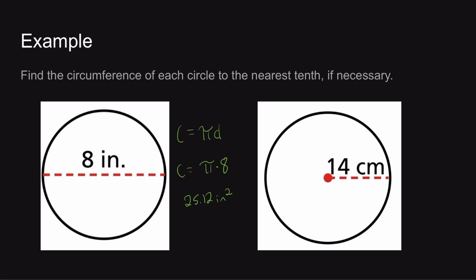Over here, a little different. They gave us the radius. They only gave us half of the diameter, which would be the radius. So our formula now is c equals 2 pi r. So we put 2 times pi times 14. On our calculators, you can do 2 times 3.14, or the pi button, times 14, and you get 87.92 centimeters squared. Now, if you're using the pi button, you're going to get a slightly larger answer than me. I'm using 3.14, but it's okay. That's not a big deal.